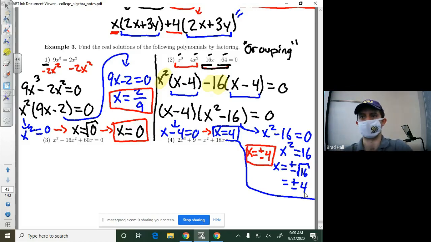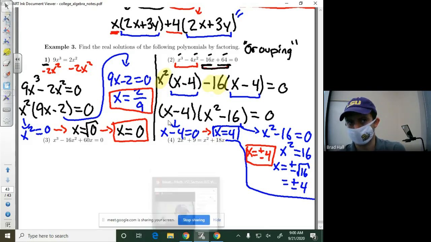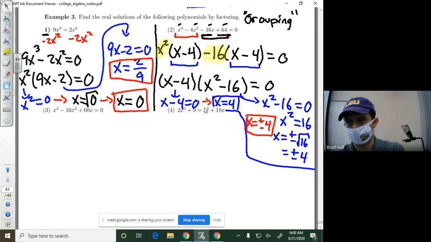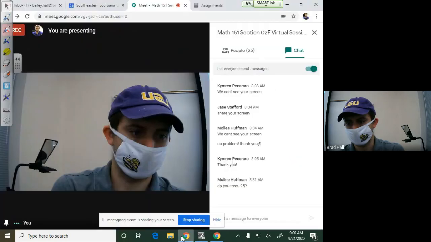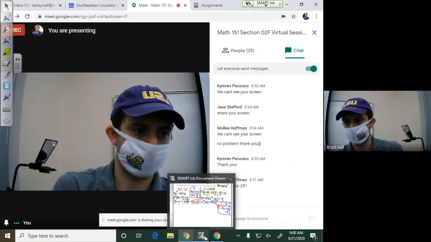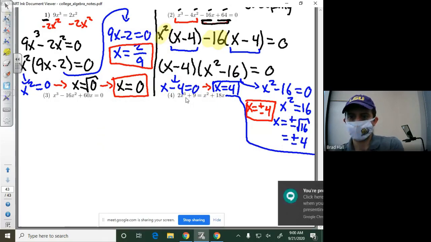Because one of the answers duplicates. We get 4 twice, which is okay. Does anyone have any questions about either of those two? If not, let's look at problems 3 and 4.